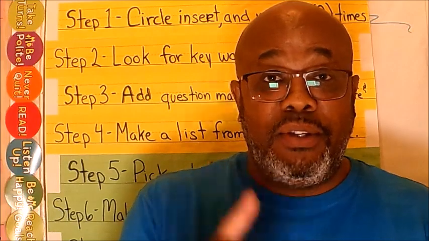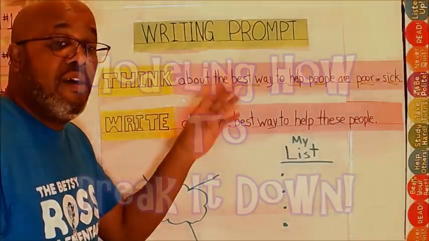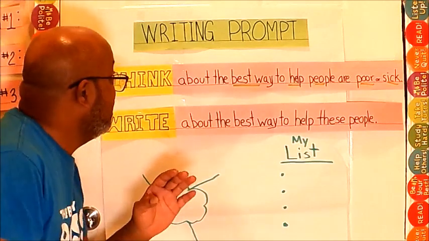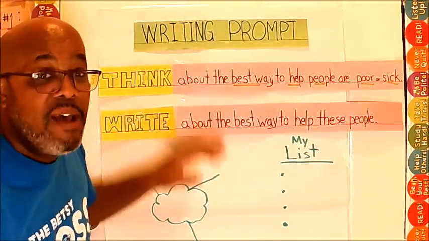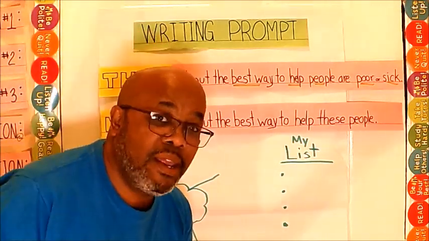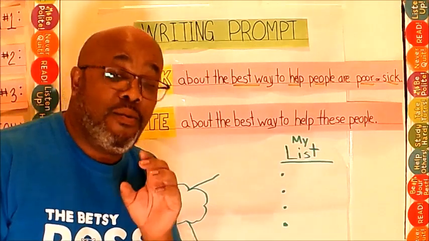So let's go to step 2. All right, so you have your writing prompt. I don't know if you can see my head, but first you have a writing prompt. Normally you will have an insert somewhere right around there, at the top. What you want to do is circle it and read it 2 times.